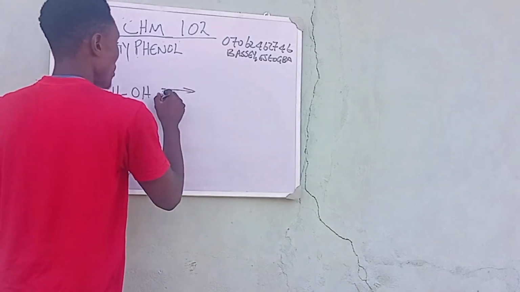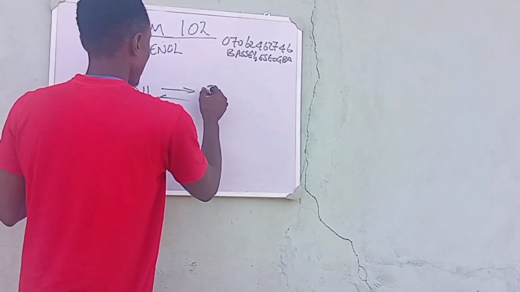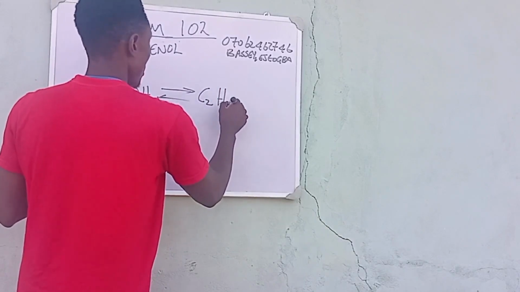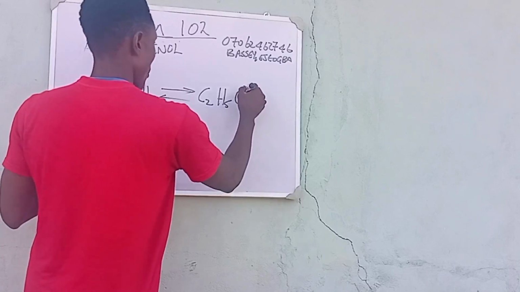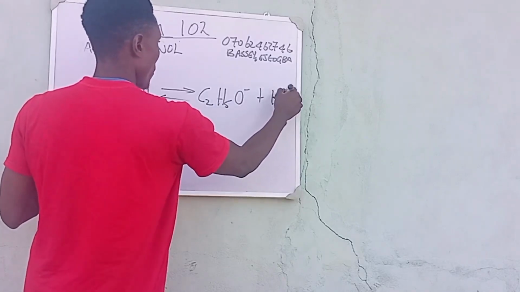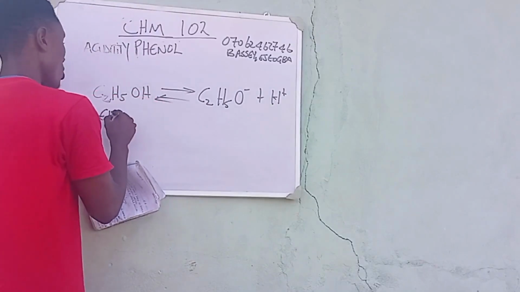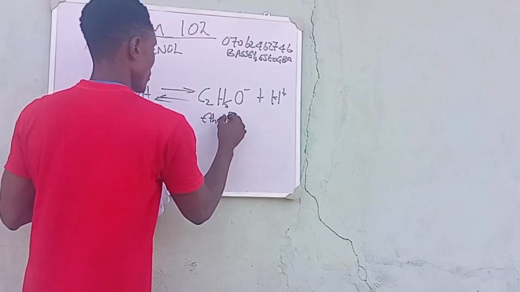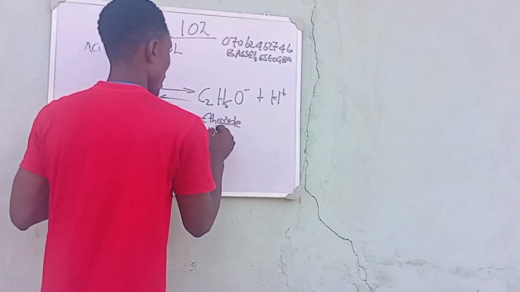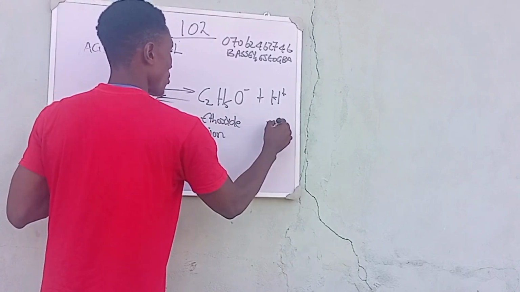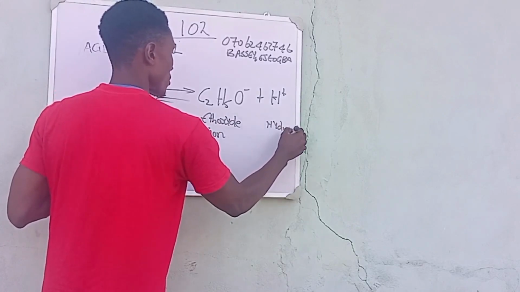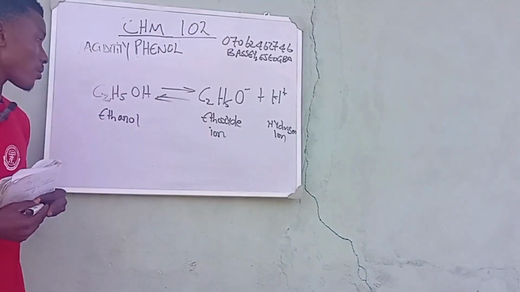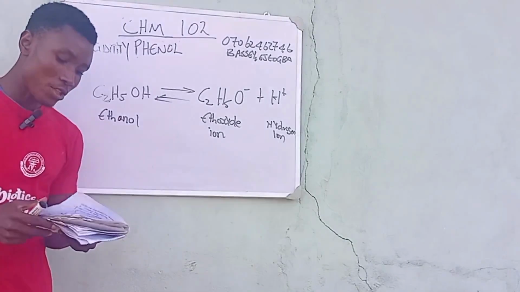dissociating, with a forward and a backward reaction, to give us the hydroxide ion, C2H5O minus, plus H plus. So this is ethanol dissociating to give us hydroxide ions and hydrogen ions.